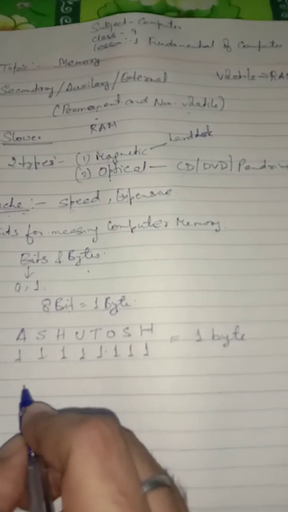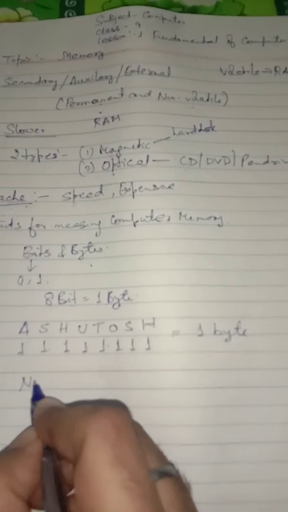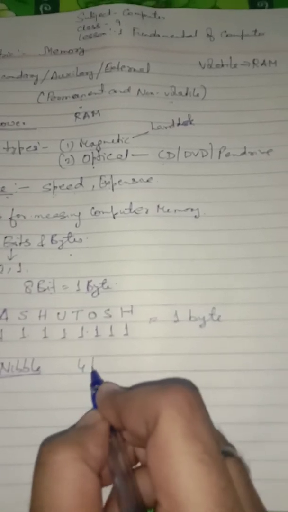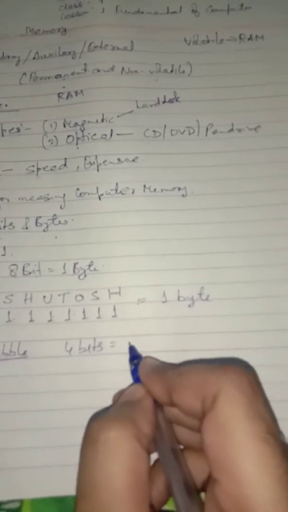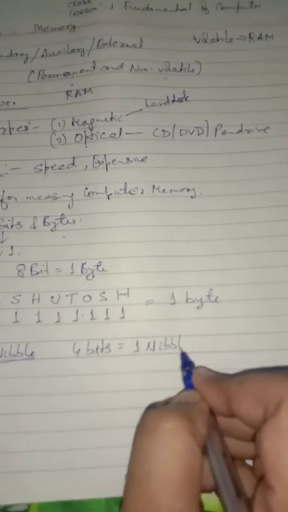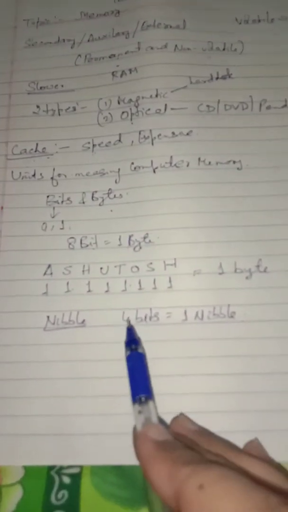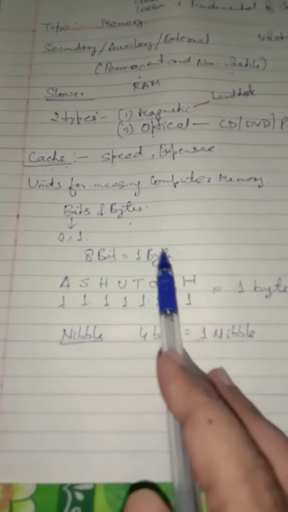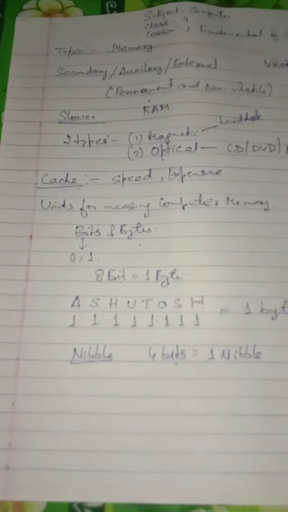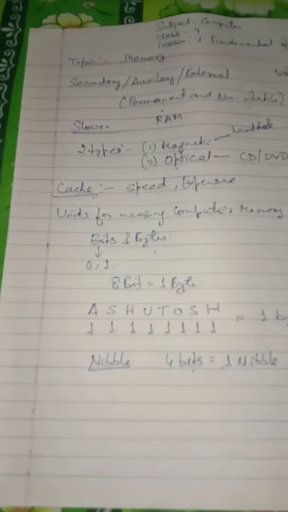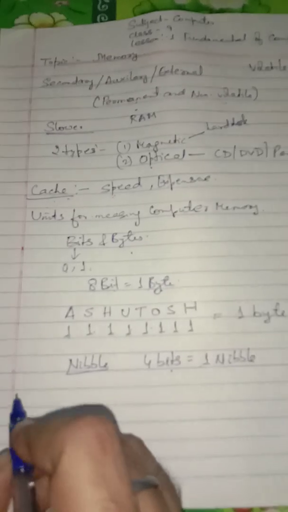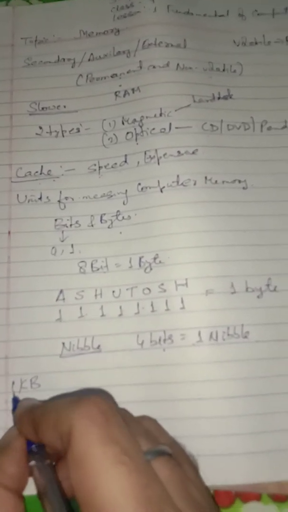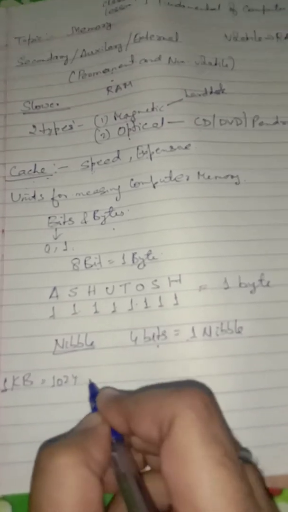We also have a smaller unit than byte, it is nibble. Nibble is a smaller unit than byte. A combination of 4 bits makes 1 nibble, and the combination of 8 bits makes 1 byte. There are several different units for measuring the memory capacity, like kilobyte, KB. So 1 KB is equal to 1024 bytes.